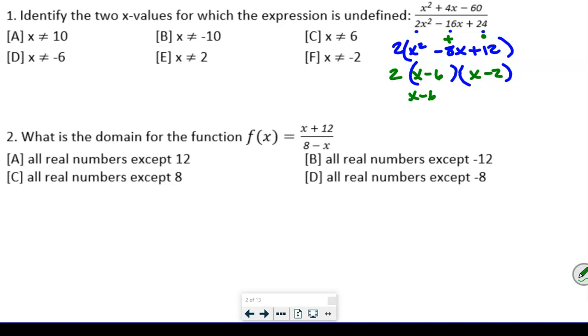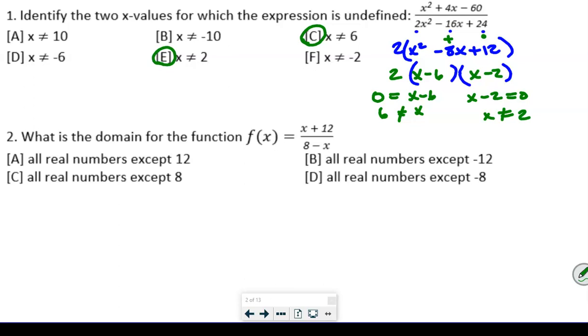So we're going to do x minus 6 equals 0. So x equals 6, or x cannot equal 6, right? And then x minus 2 equals 0. So x cannot equal 2. So those are our two values, 6 and 2.